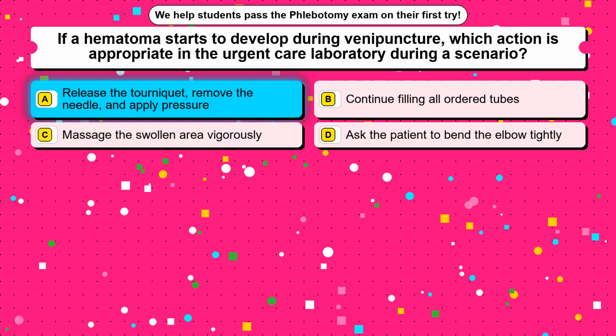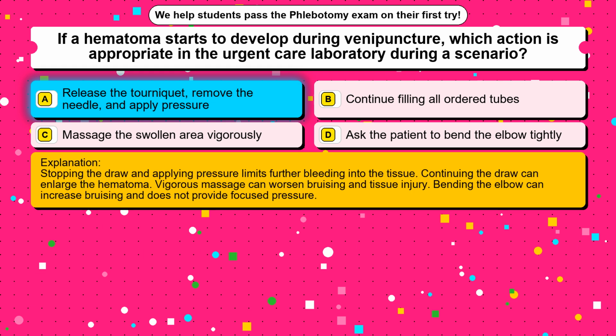The correct answer is option A. Release the tourniquet, remove the needle, and apply pressure. Stopping the draw and applying pressure limits further bleeding into the tissue. Continuing the draw can enlarge the hematoma. Vigorous massage can worsen bruising and tissue injury. Bending the elbow can increase bruising and does not provide focused pressure.